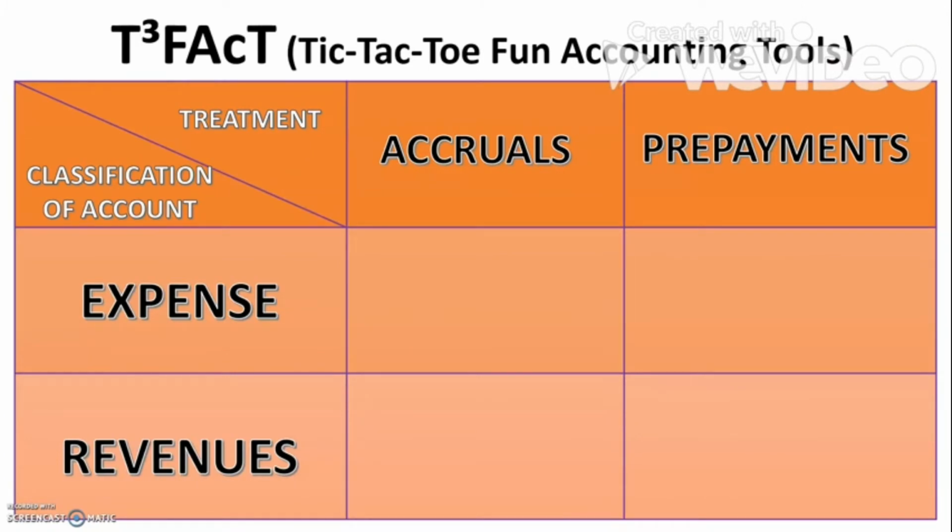Here is the diagram. How to apply Tic-Tac-Toe Fund Accounting Tools. Firstly, students need to refer to the Tic-Tac-Toe diagram provided by the teaching lecturer. Prior to this, students need to understand clearly the classification of items in accounting, such as asset, liability, owner's equity, revenue, and expenses. In particular, students need to be able to differentiate between current assets and non-current assets, current liabilities, and non-current liabilities.